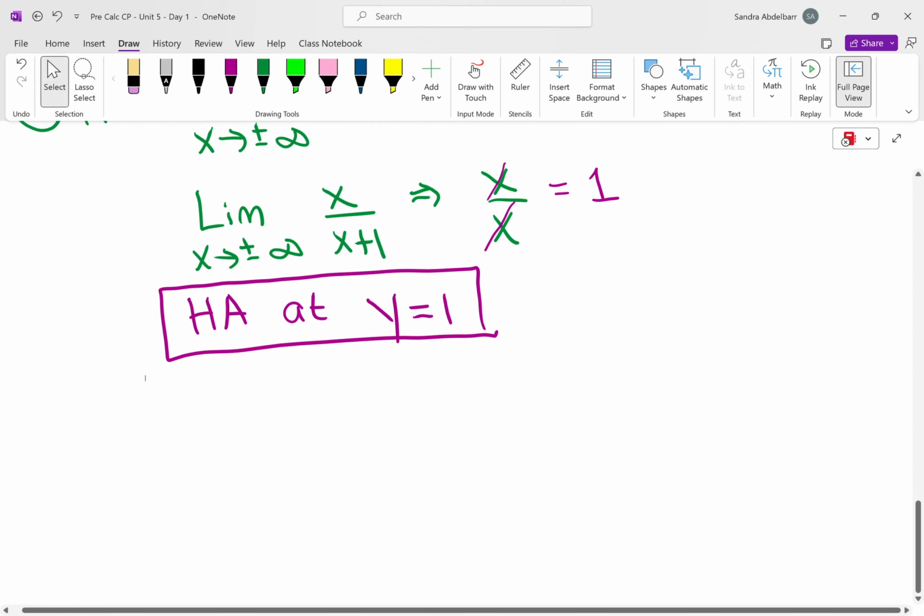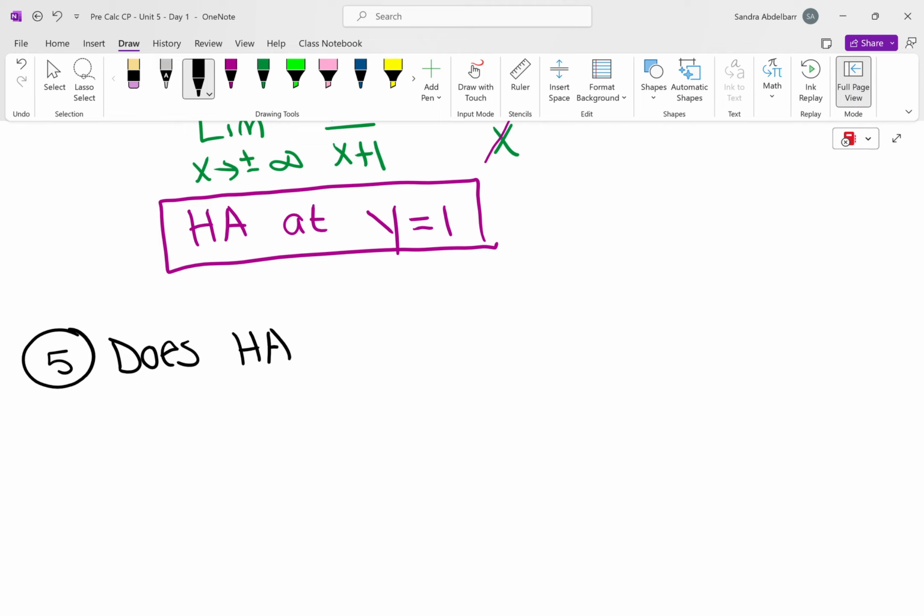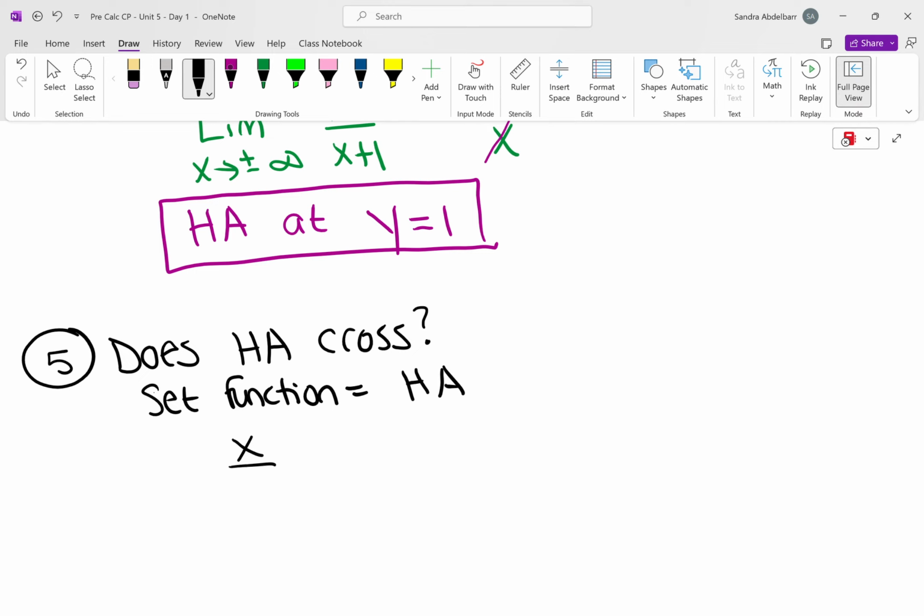All right, the last part of this was asking us, does it cross? So now I'm going to ask, does the horizontal asymptote cross? What we do is set the function equal to the horizontal asymptote. What is my function? X over x plus 1. What did we say our horizontal asymptote was? 1. So we're going to set x over x plus 1 equal to 1.